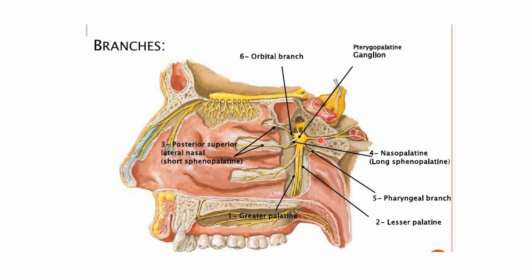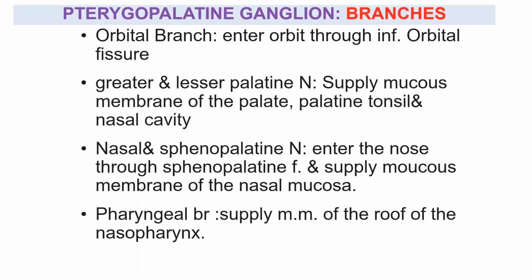So again, this is the same diagram for the branches of pterygopalatine ganglion. So we are done with the location, the roots, branches and connections of pterygopalatine ganglion. The distribution through these branches: the orbital branch will enter the orbit and supply that region. Mucous membrane of palate, palatine tonsil, nasal cavity through the lesser and greater palatine. The nasal mucosa through these branches, and the roof of mucous membrane of the nasopharynx through the pharyngeal branch.